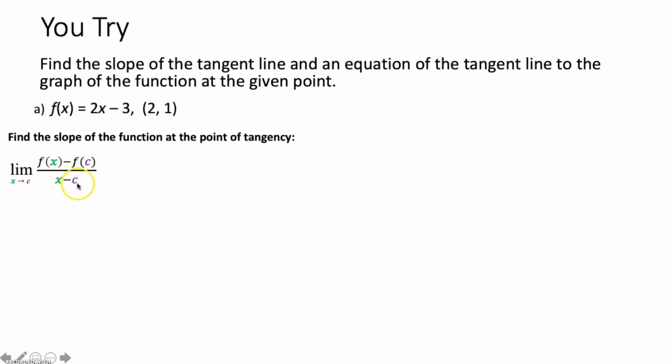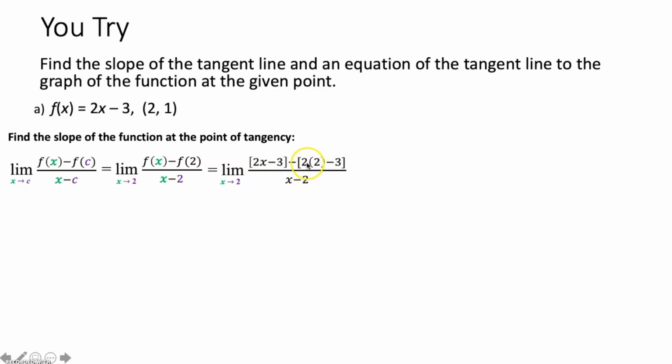For c, we're going to plug in the x value that we want the slope at, which is 2. That's the x value of our point of tangency. So we plug in 2 here, here, and here. Now, in for f of x, I'm going to plug in 2x minus 3 because that equals f of x. F of 2 just means we're going to evaluate this function at x is equal to 2, and then x minus 2, that just stays the same.